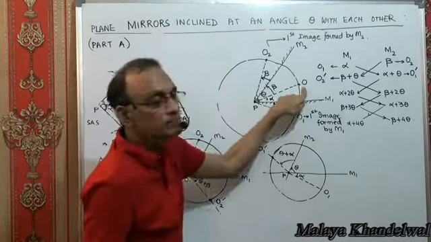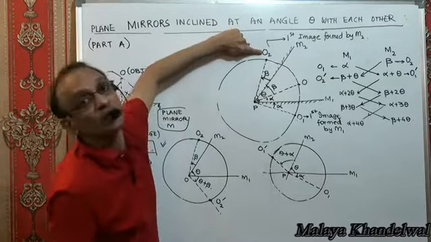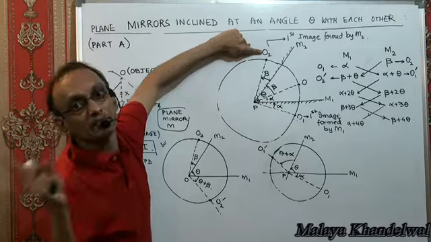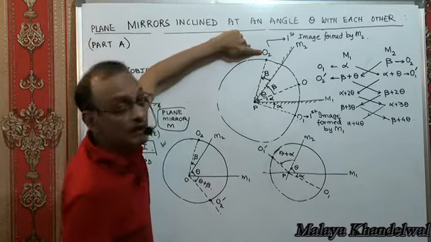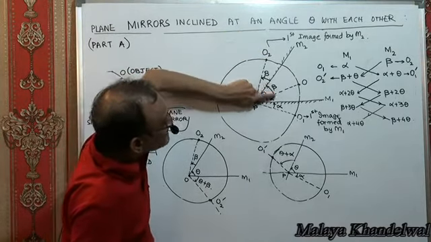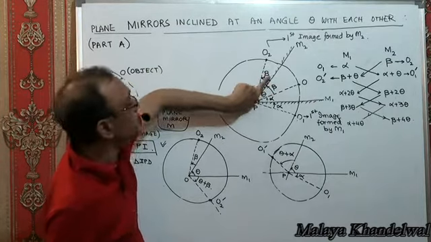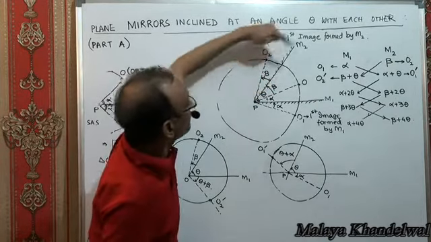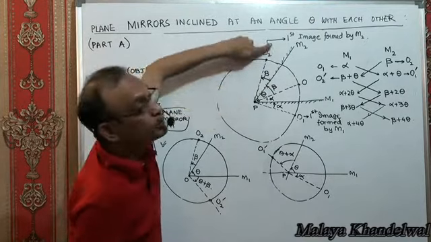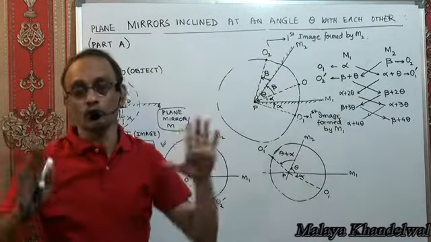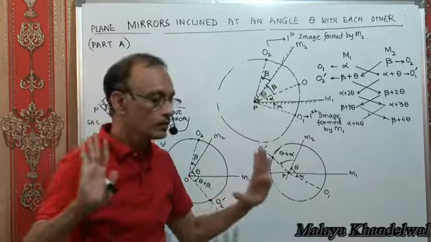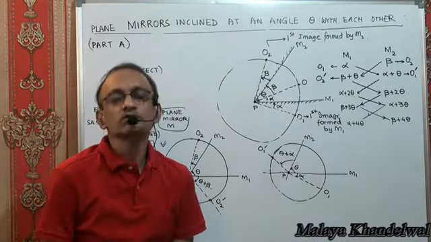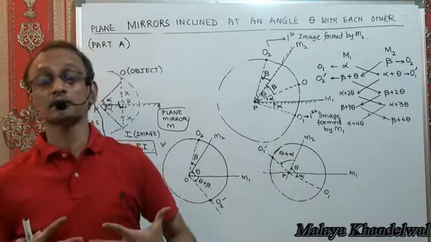If O is the object, then O2 is the image formed by M2, first reflection by M2, right? And if this angle is beta, then this will also be beta. If the mirror makes an angle beta with OP, then the mirror will make an angle beta with PO2, where O2 is the image of O. Yes or no?